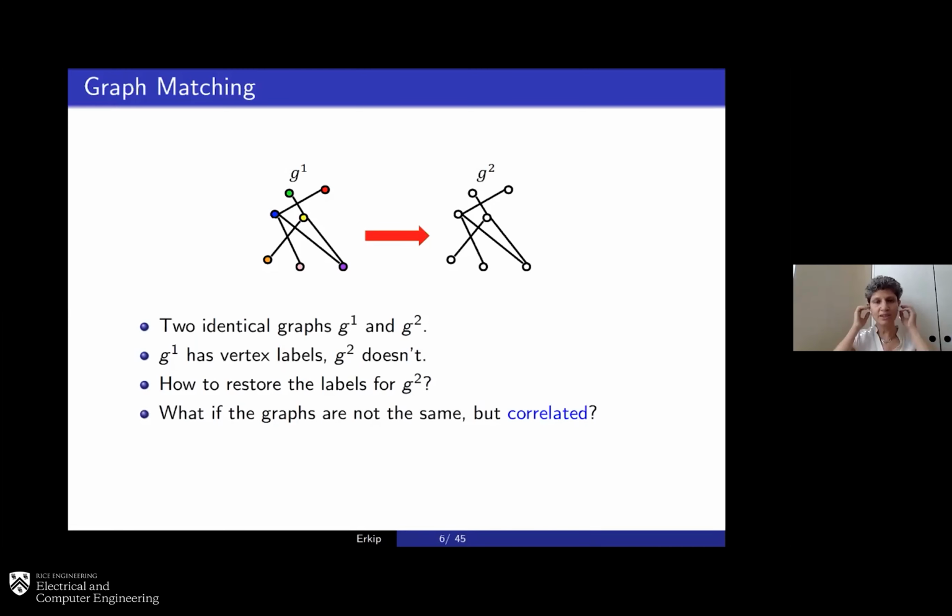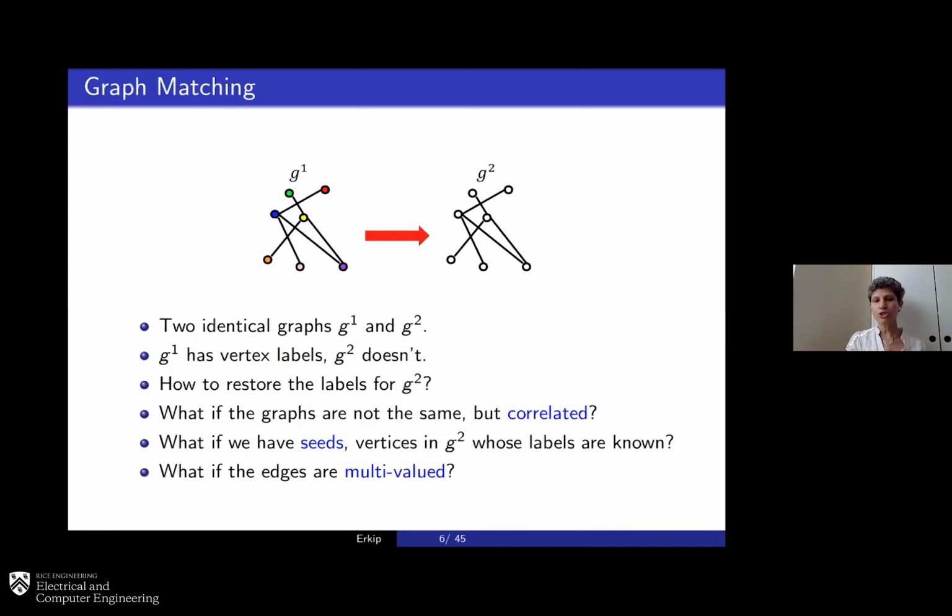Going beyond identical graphs, what if these two graphs are not exactly the same, but they're correlated? They look very similar. Can we again uncover the labels of the vertices in G2? What if we have seeds, in that some of the vertex labels in G2 are known to us? Some of the colors are given to us. Can we uncover the colors of the other vertices in G2? So this is the basic graph matching problem. And I want to talk a little bit about how it relates to some of the practical applications and how communications theory and information theory plays a role in graph matching.